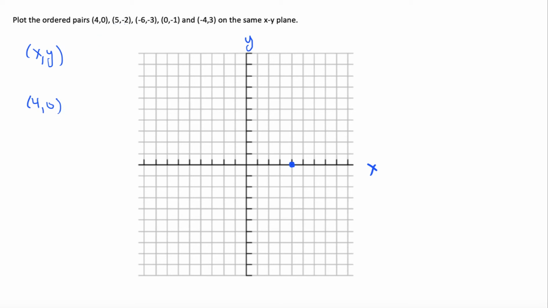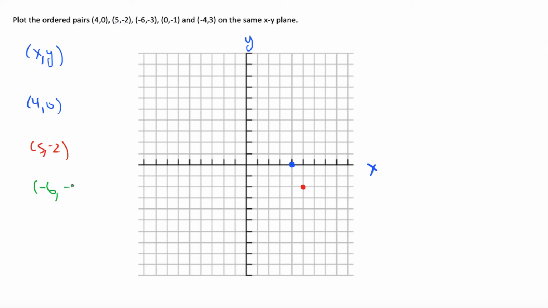So then what about the point (5, -2)? This is saying from the origin we would go 5 units to the right. So 1, 2, 3, 4, 5. And then the -2 means we will go 2 units down. So that would be the point (5, -2).